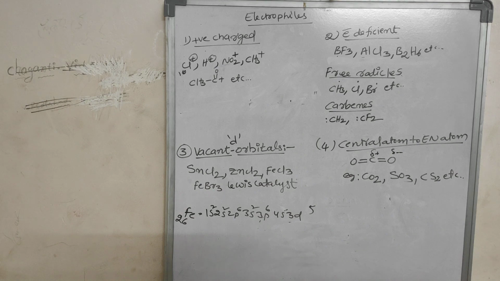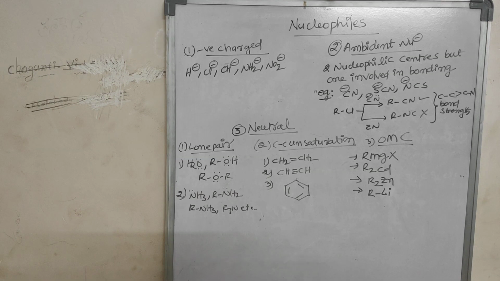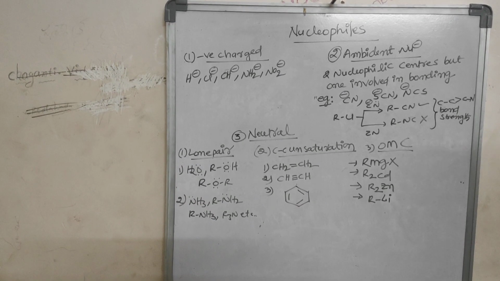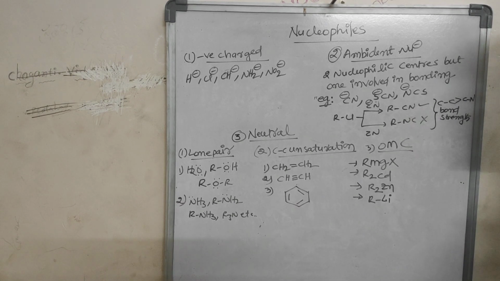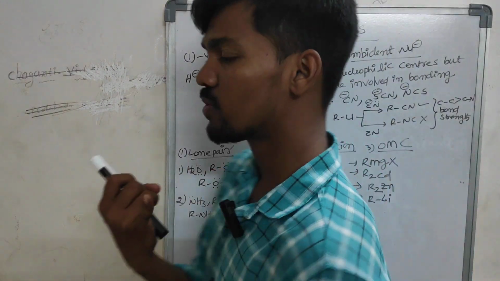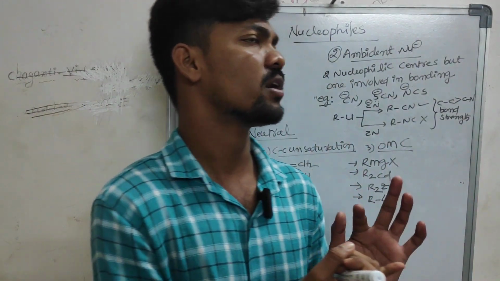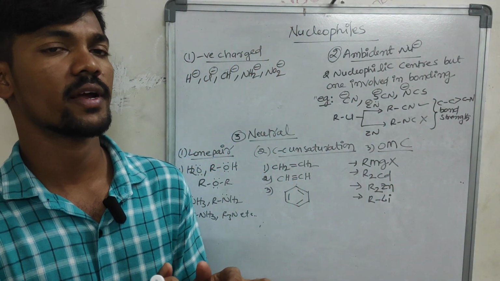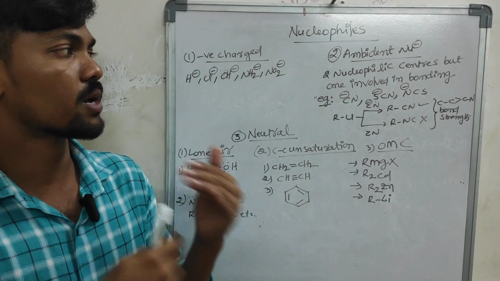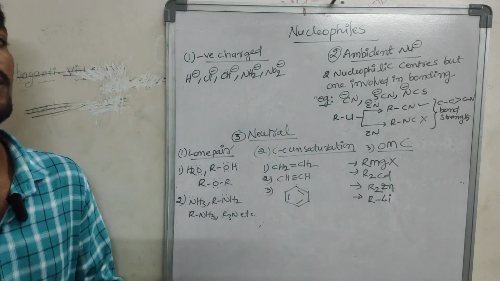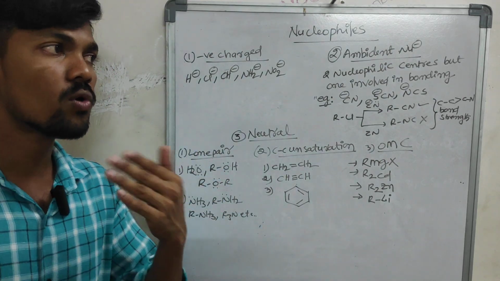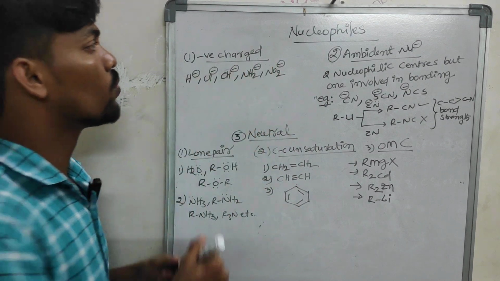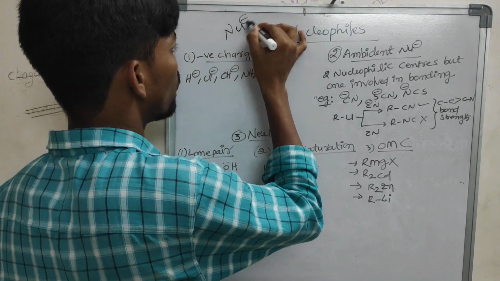We go next to nucleophiles. Okay friends, coming to the next topic, nucleophiles. So electrophiles is over. Electrophiles means which ones? Number one, positive charge. Next, electron deficient, free radical, vacant d orbitals, and central carbon attached to electronegative atoms. Those are electrophiles. So coming to the nucleophile, a nucleophile is denoted by Nu minus.